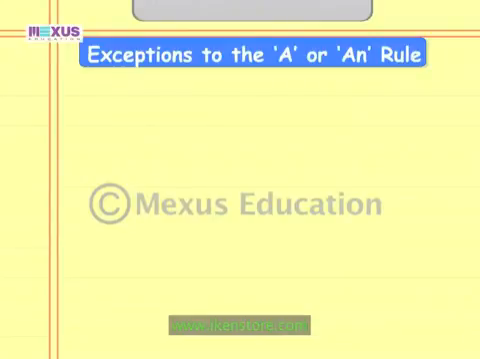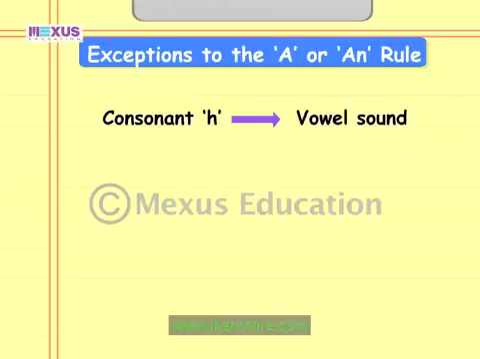Sometimes a word may begin with a consonant, but we use the word an before it. Do you know why this happens? Let's see. Sometimes words that begin with the consonant H have a vowel sound, or the H is silent. We use an before such words.